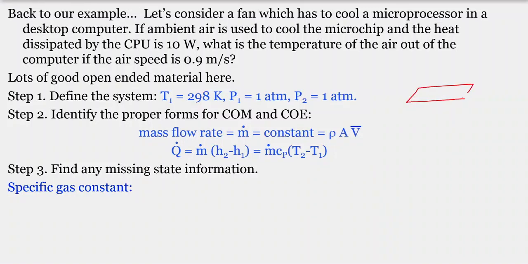We have our little microprocessor, and we know that it's dissipating heat. So we know that that's heat out of the system. We're going to put that on a rate basis. And we defined our system not as the microprocessor, but as the volume of air above the microprocessor.